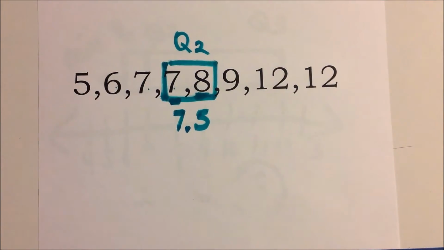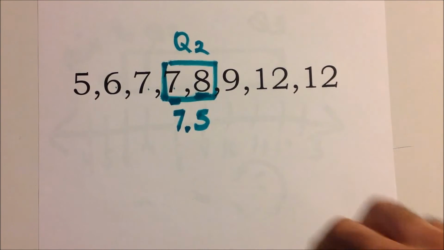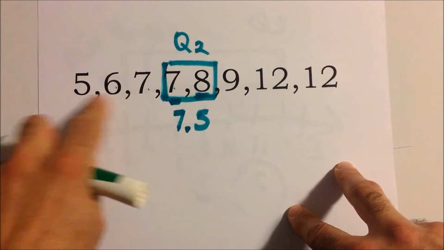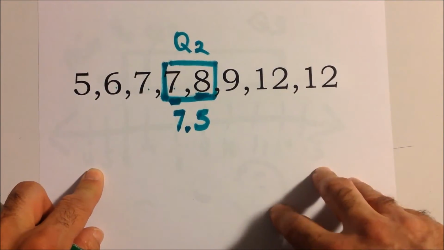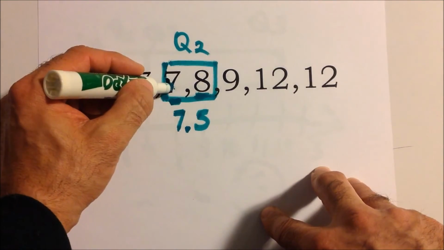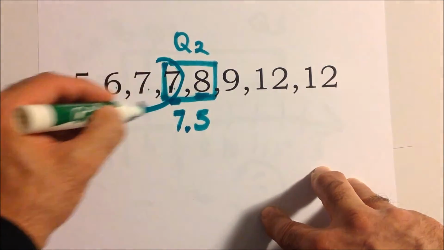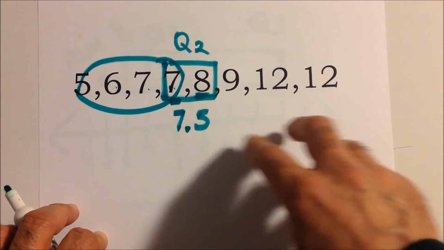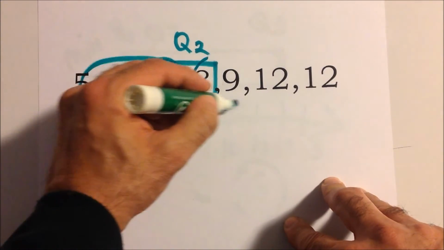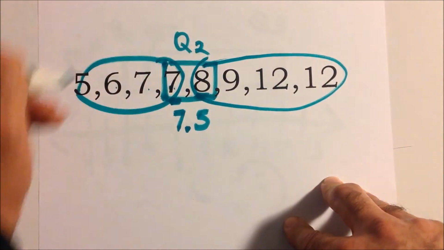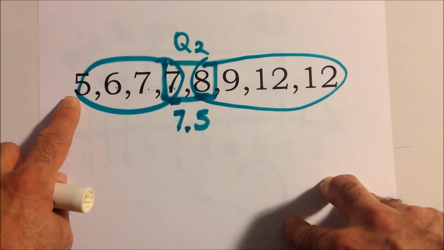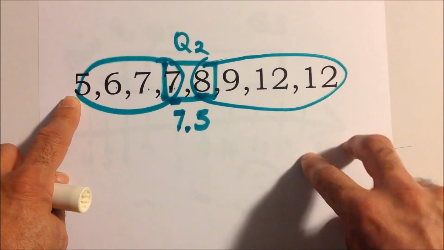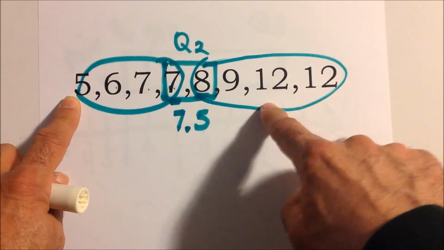Now, here's a tricky part. What are the numbers to the left and right of Q2? Now, if you just put 5, 6, and 7, you've got to be careful. There's another 7 also. We have to include that 7 also. And when we look at the numbers to the right, don't forget to include that 8. So we have 4 numbers to the left and 4 numbers to the right. It looks like there's more here because of the 12.